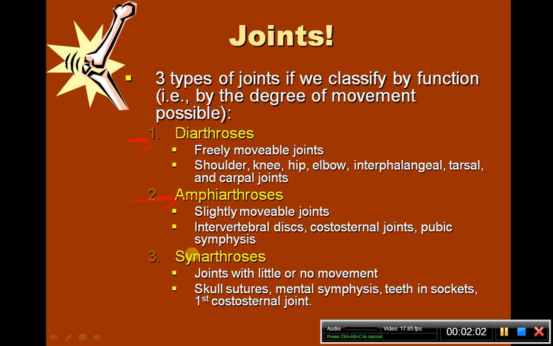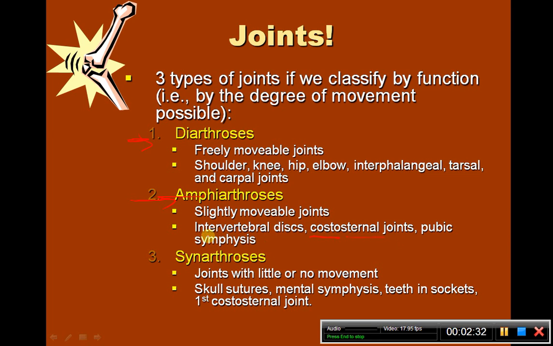So places like costosternal. If you had to put those words together, I know I already told you this word, costo. Anybody remember what it meant? If you don't, you might want to write it down. Costal refers to your ribs. What do you think sternal refers to? The sternum. Where the ribs and the sternum meet. So that way you can breathe. When you breathe, you can feel your ribs kind of move out. It's slightly movable. It's not as mobile as your elbow or your shoulder.